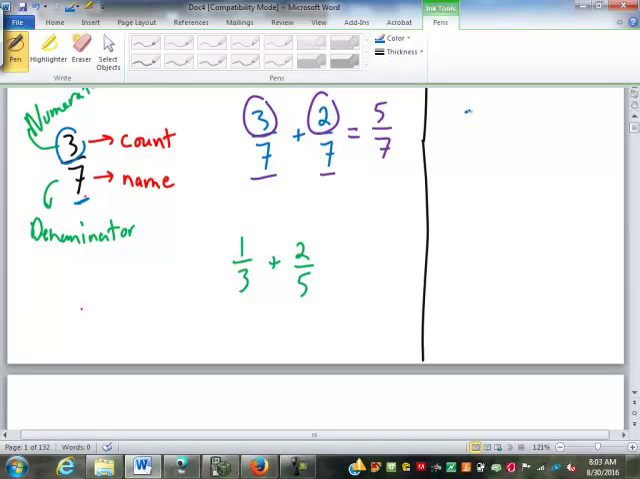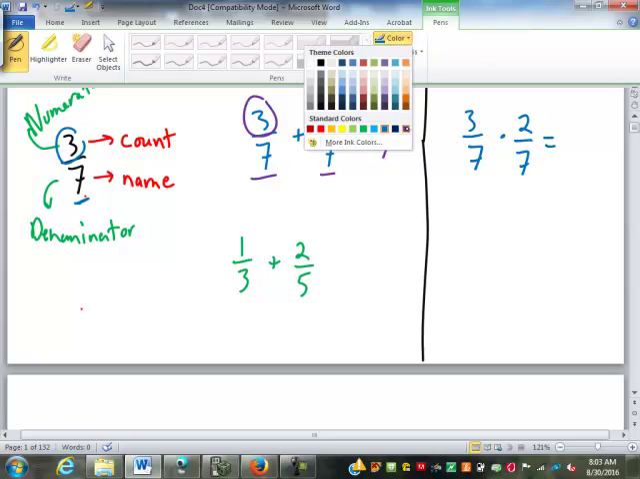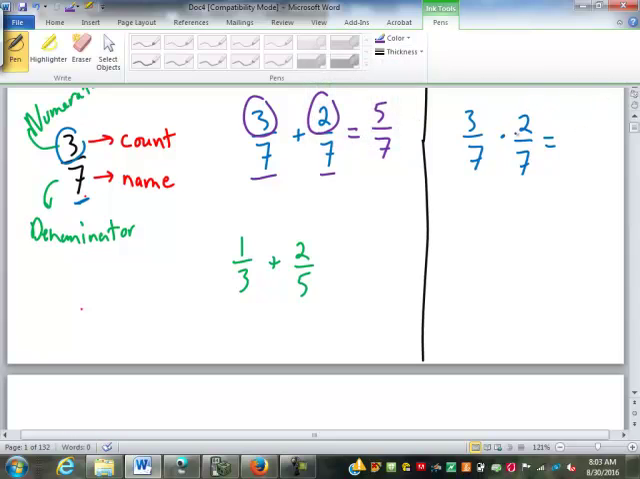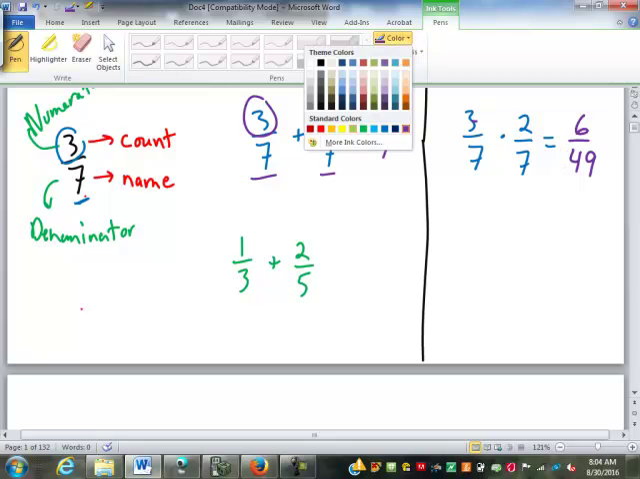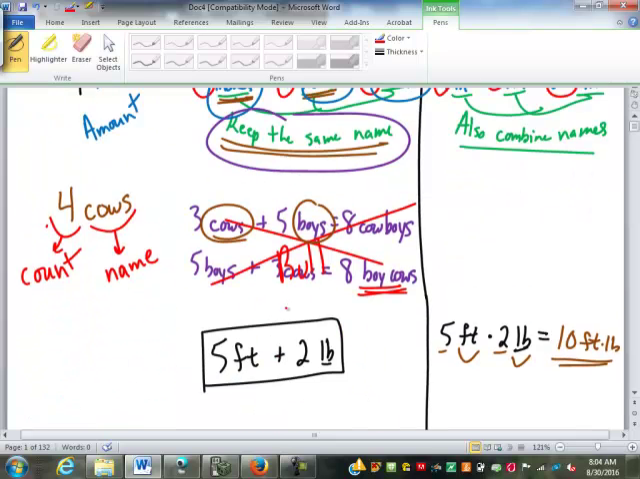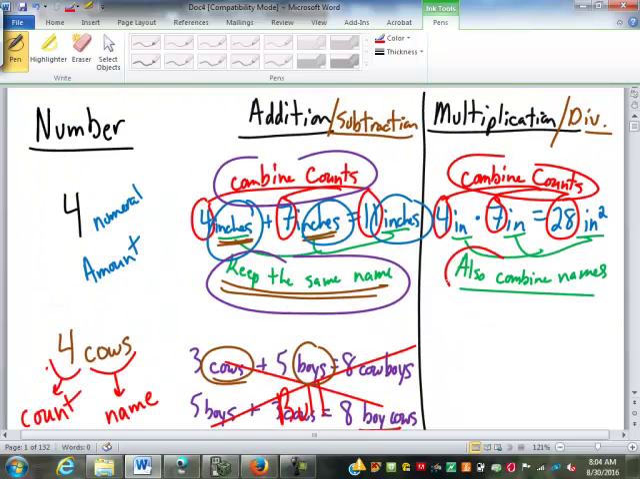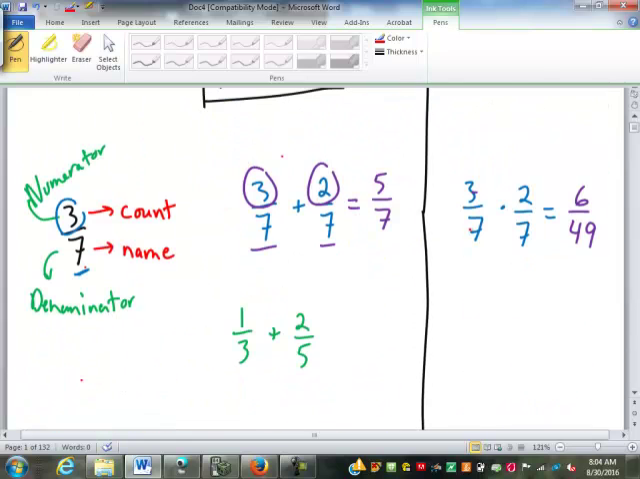Over on the multiplication side, we think back to that 3rd grade teacher. How did they tell us to multiply fractions? Just multiply straight across, right? 3 times 3 is 6. 7 times 7 is 49. Again, that's not a special rule for fractions. When we multiply any numbers, we combine the counts, and then we also combine the names. So 3 times 2 is combining the counts to get 6. 7 times 7 is combining the names to get the 49.